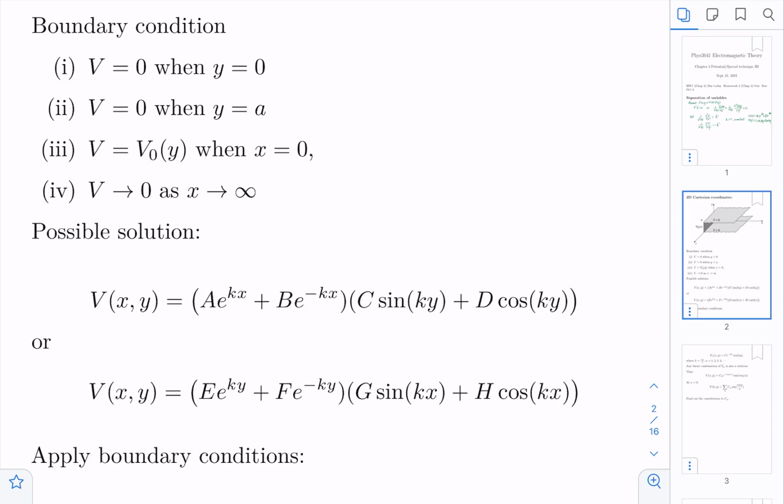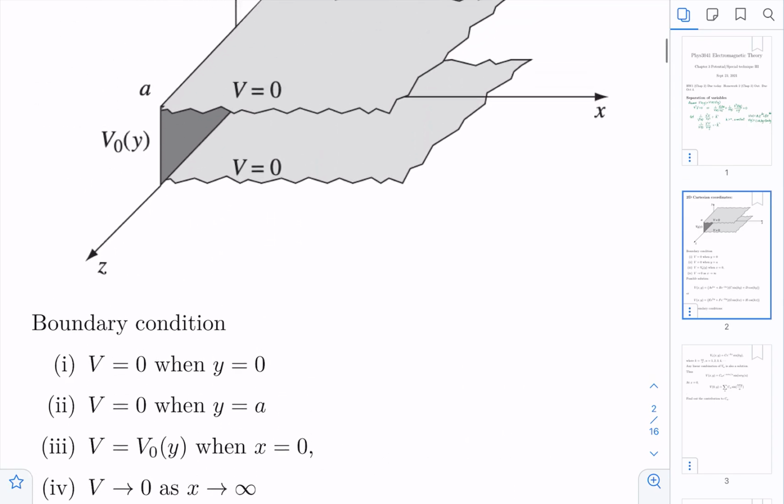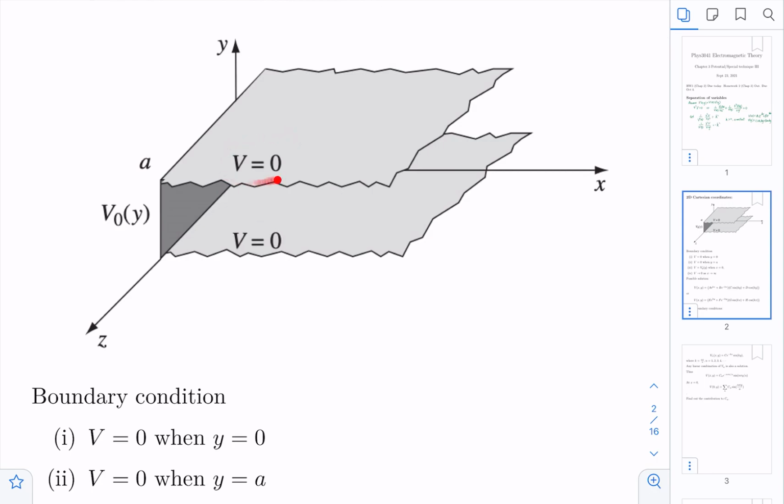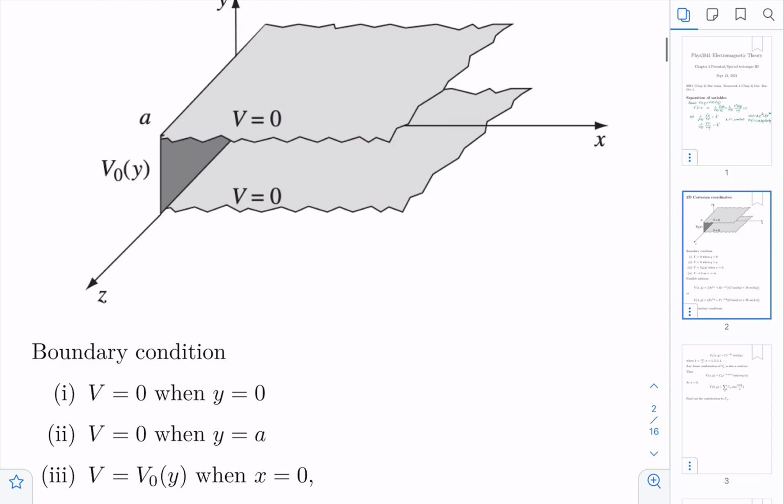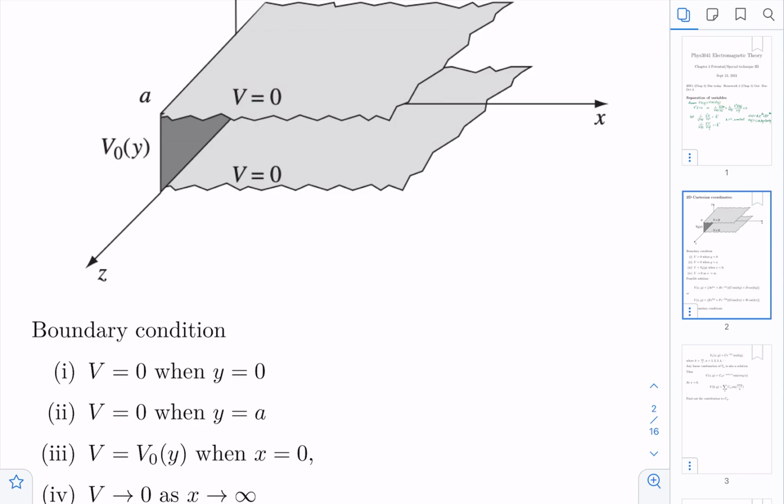There are four boundary conditions. Two of them are at the xz plane, where y is 0, and at the plane y equals a. At these two planes, the potential should be 0. The third condition is at the yz plane, where the potential should be a function of y. And the last condition is that as you go to infinity, the potential should be 0.